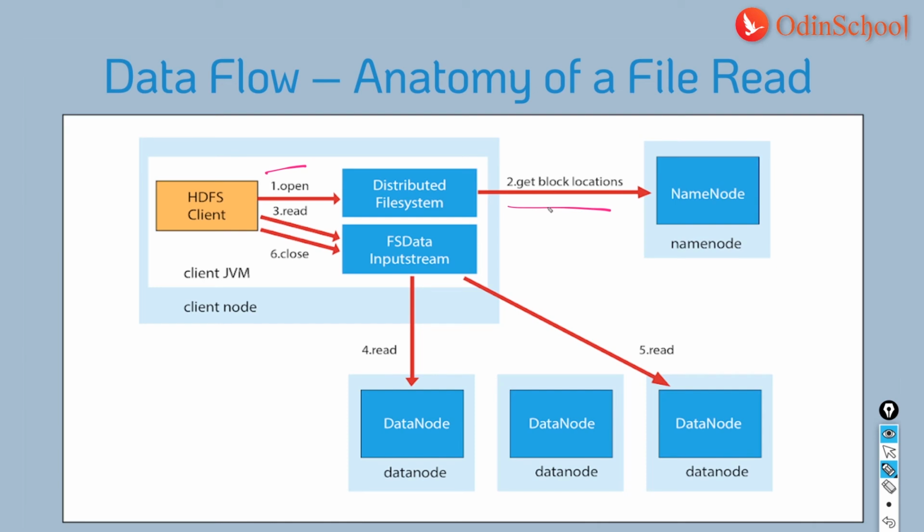Then you will see a read connection established with the file system data input stream, which is a Java class again, and then reading the file from different data nodes. Let us say multiple data nodes are there, then that would be happening. And then the sixth step is nothing but closing the connection. So let me give you an overview of what exactly happens in these 6 steps in detail.